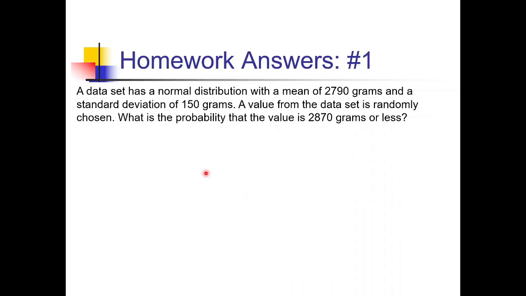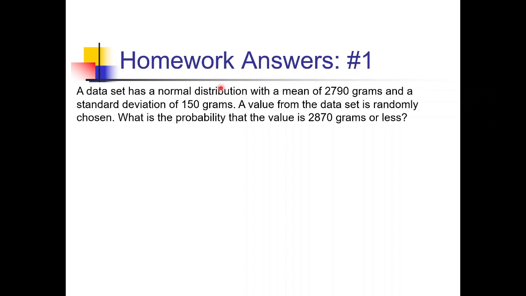For this problem, we're told a data set has a normal distribution with a mean of 2790 grams and a standard deviation of 150 grams. A value from the data set is randomly chosen. We want the probability that the value is 2870 grams or less.